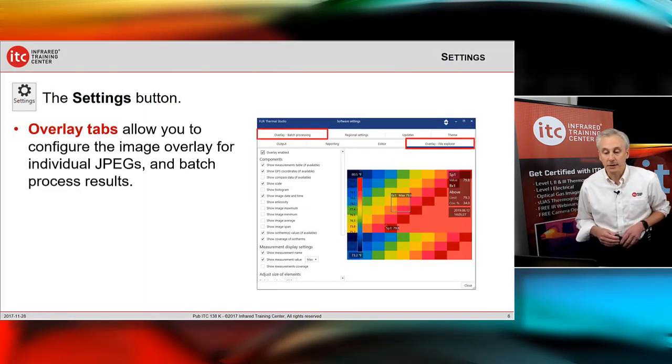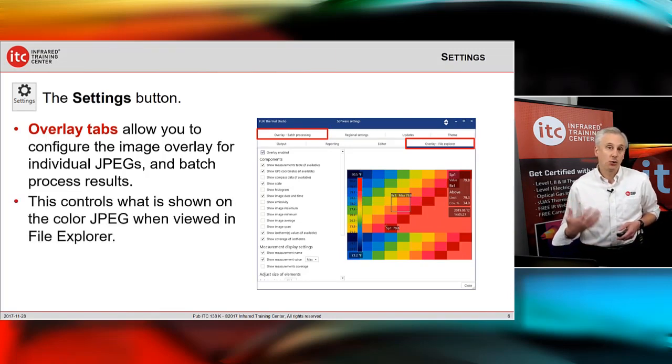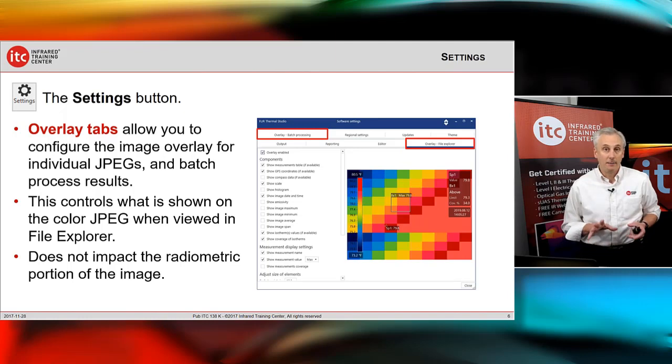Also on the Settings button is the Overlay tab. Now this is unique to Thermal Studio. This allows you to control what shows on the JPEG overlay, the color portion of the JPEG that you view in Windows. So you have a lot of control over this now with Thermal Studio. We never really had that before. This doesn't impact the radiometric image, the data portion of the image. It only impacts what you see on that color portion of the image.